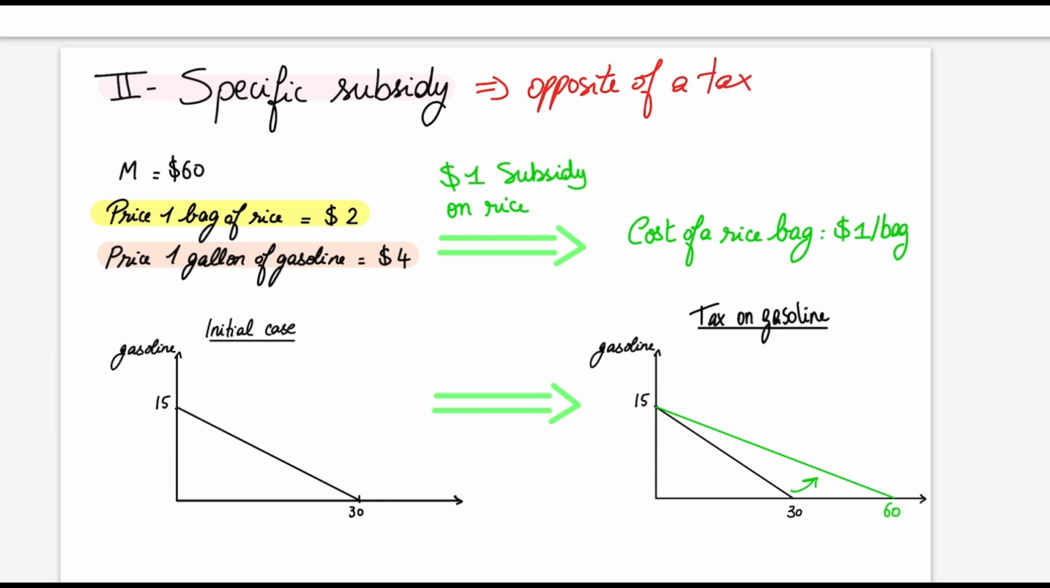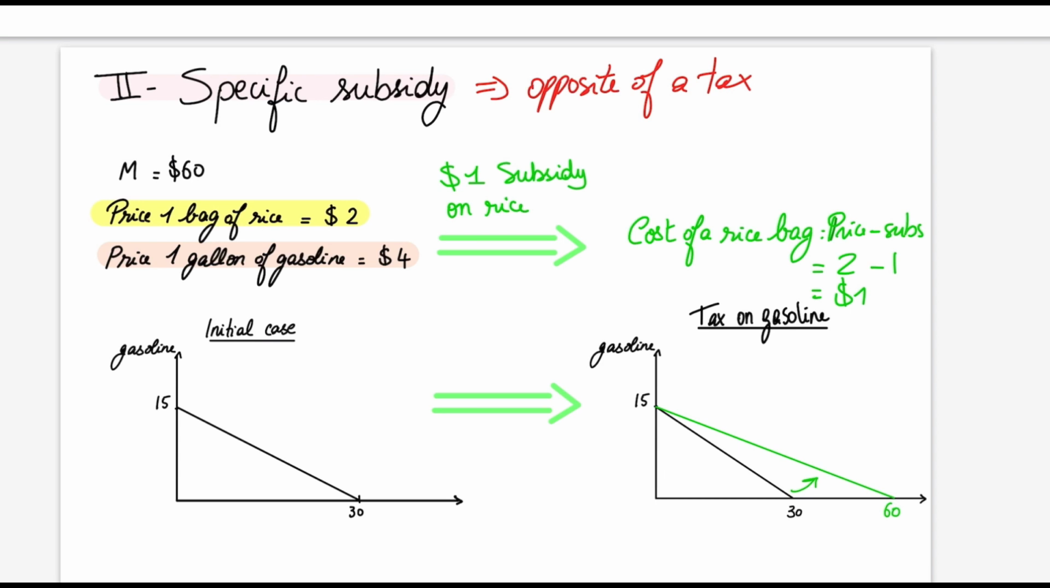So suppose that the government offers a $1 subsidy per bag of rice. This reduces your expenditure on each bag of rice from $2 to just $1. In terms of our budget constraint, a subsidy functions much like a price reduction. So when a subsidy is provided, our budget constraint shifts outward.